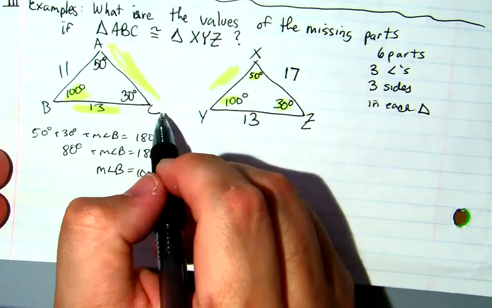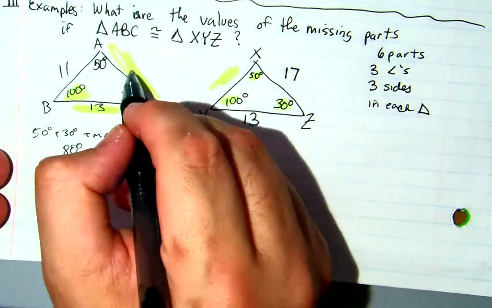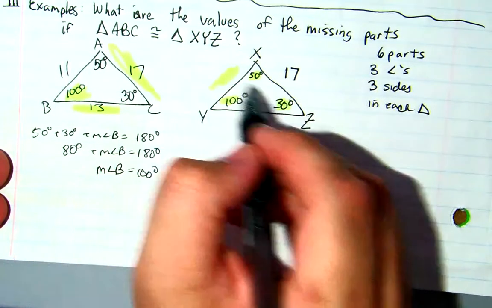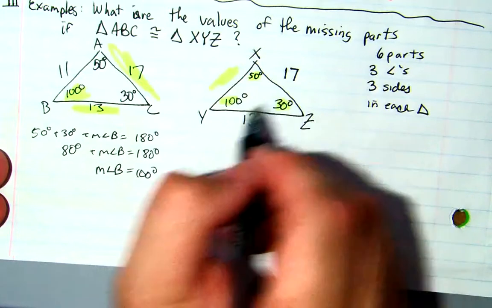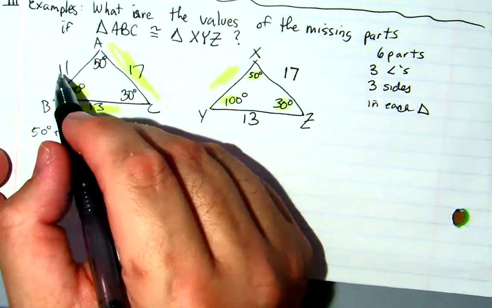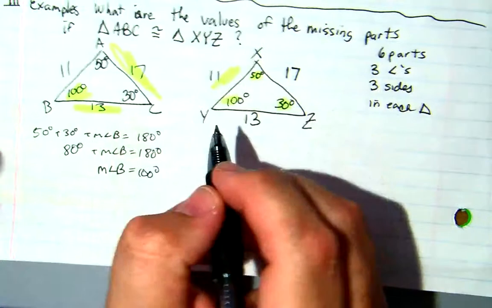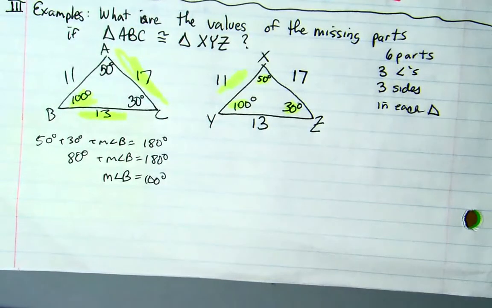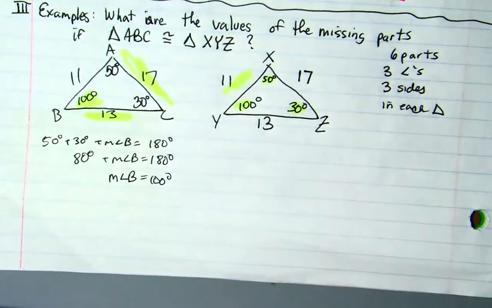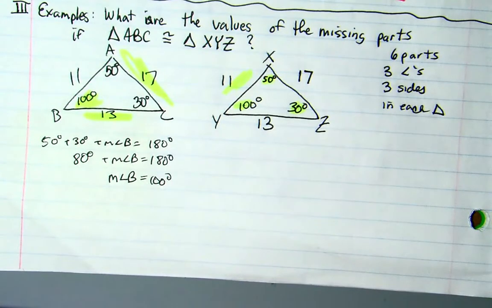And so what's AC? 17, because AC goes from 50 to 30 degrees. 50 to 30 degrees is a 17 side. Now 50 to 100 degrees, I don't know here, but 50 to 100 degrees here is 11. So all you have to do is fill them in. And if I took this triangle, picked it up, put it right on top of the other one, would they look exactly the same? Yeah.